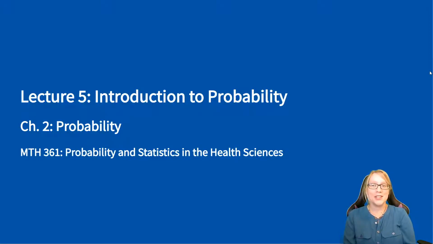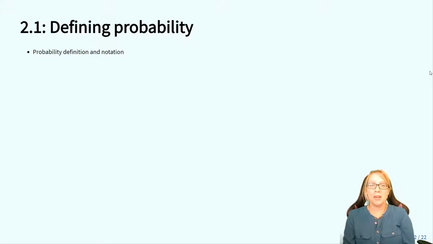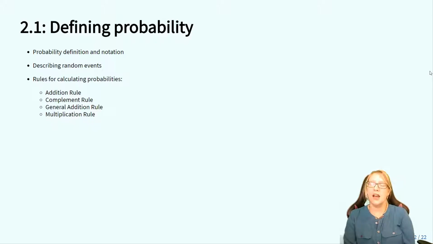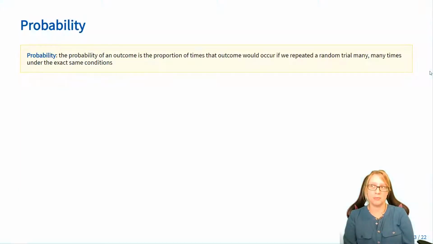Hey everyone, so in this video we will introduce some concepts related to probability. So we'll begin by defining probability and setting up some notation for representing probabilities. We'll talk about some language related to describing random events, and then we'll introduce 4 rules for calculating probabilities, namely the addition rule, the complement rule, the general addition rule, and the multiplication rule.